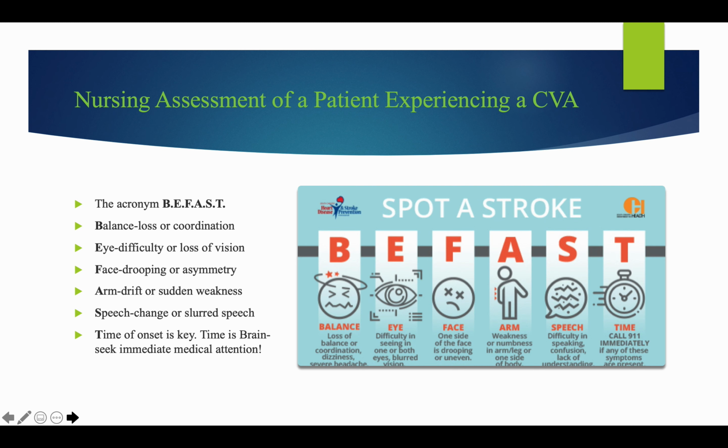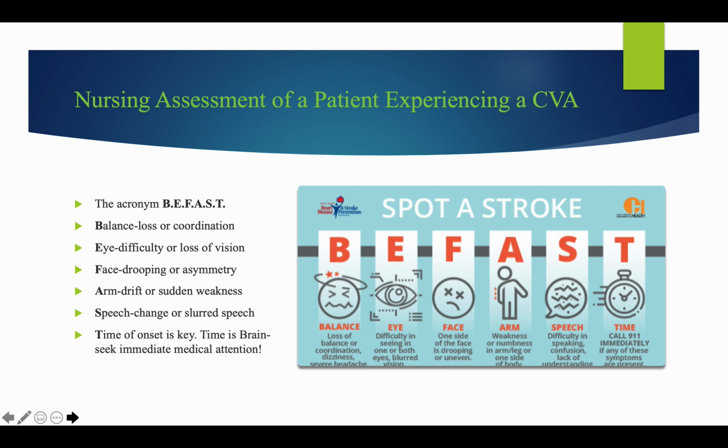Arm is drift or sudden weakness, either an arm or leg on one side. Speech, change in speech, slurred speech, difficulty speaking, or lack of understanding or communicating. And time is of the essence. The key is time is brain, seeking immediate medical attention.